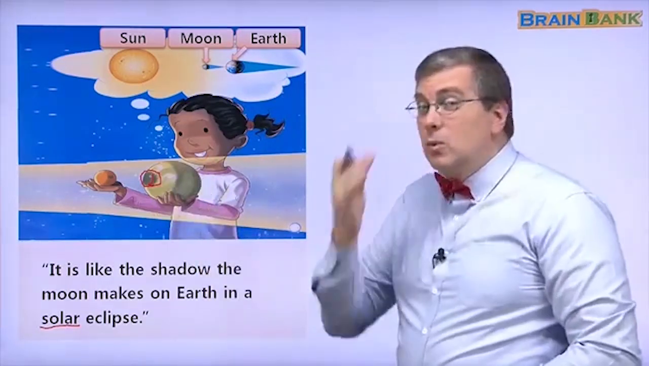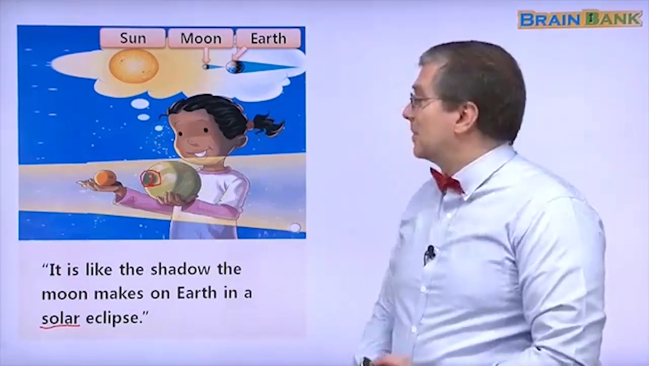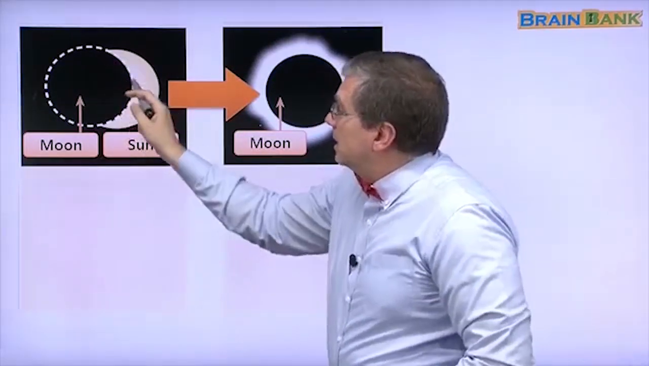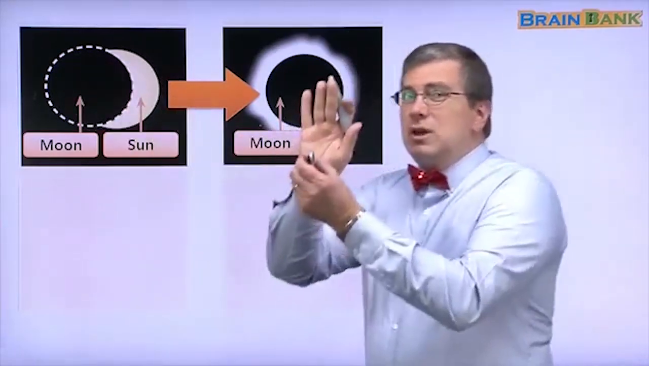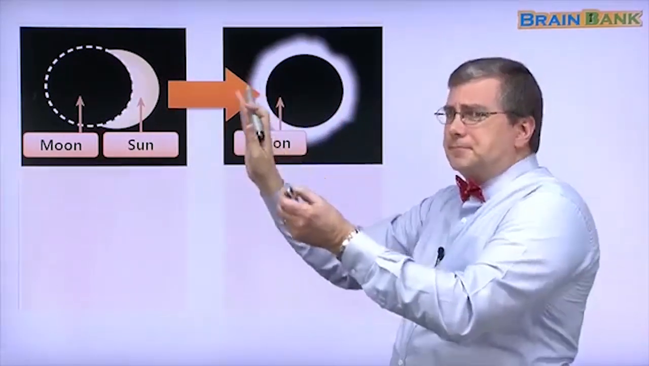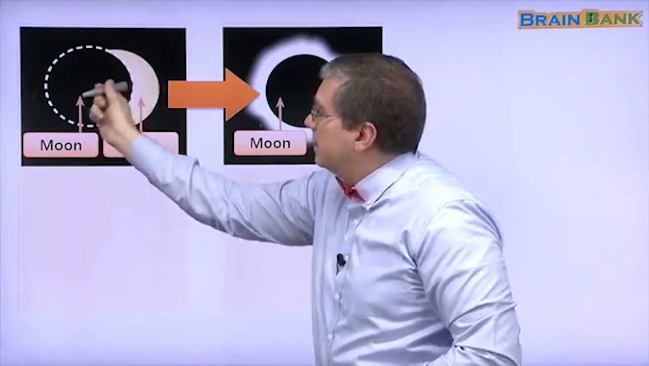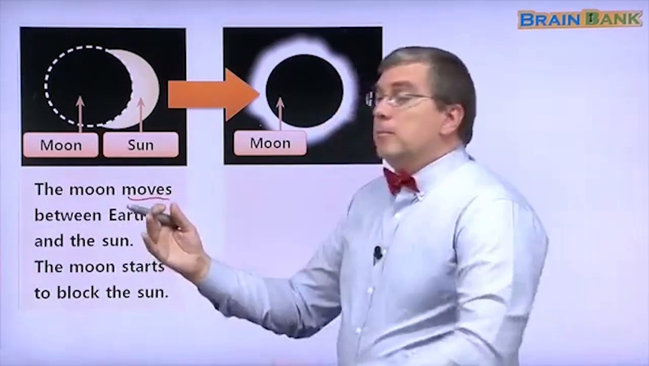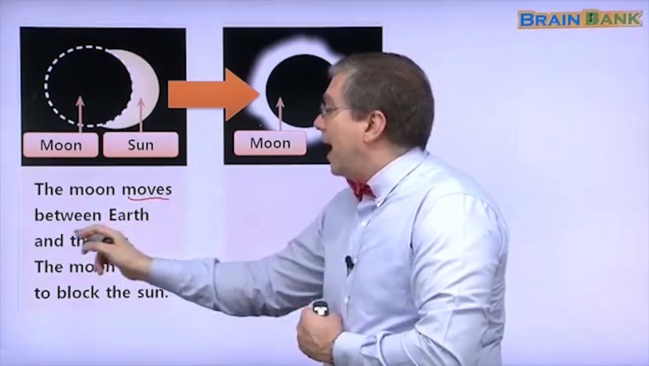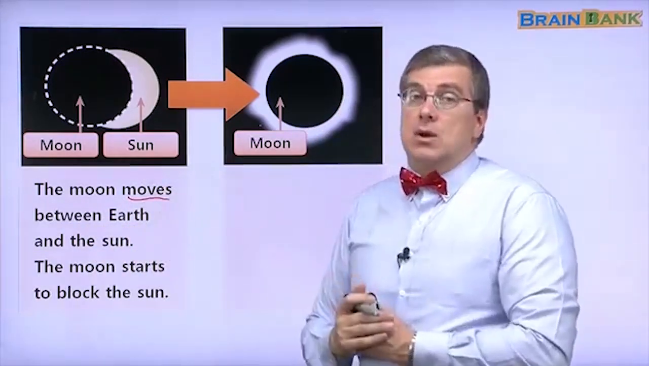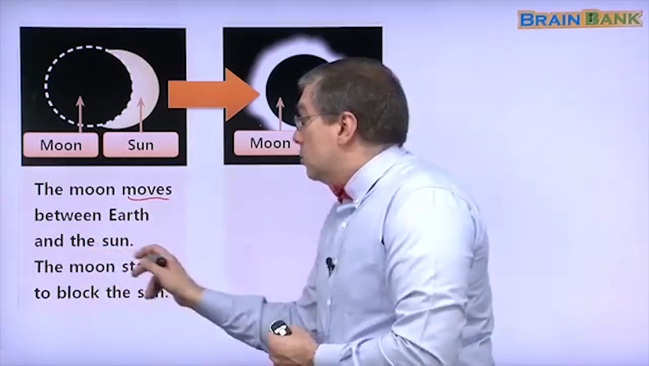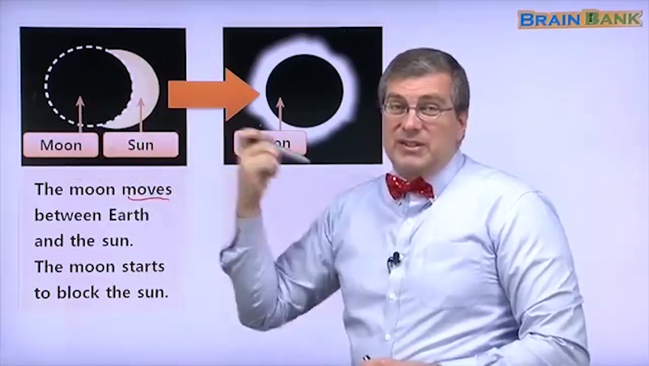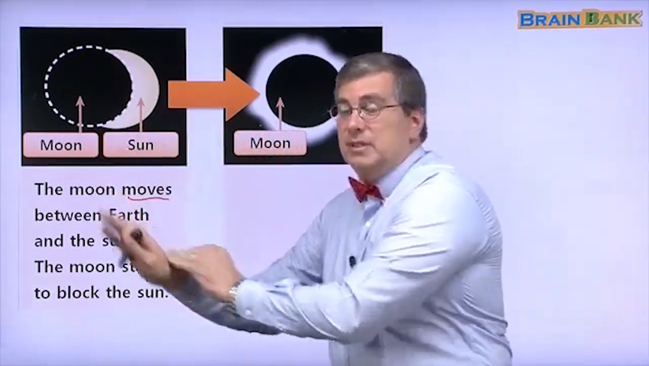If we live here, we see that. It's so much fun, right? So we can do this. This is the moon. This is the sun. You see, the moon is moving. It goes slowly, right? The moon is moving slowly this way. The moon moves between the Earth and the sun. Between the Earth and the sun. The moon starts to block the sun. So the light from the sun is blocked, stopped.